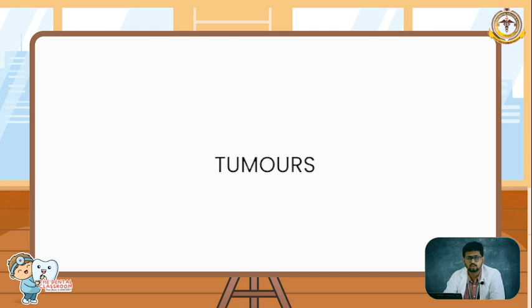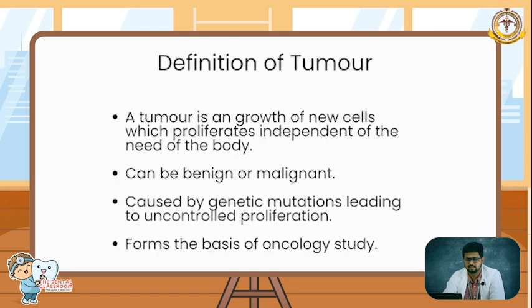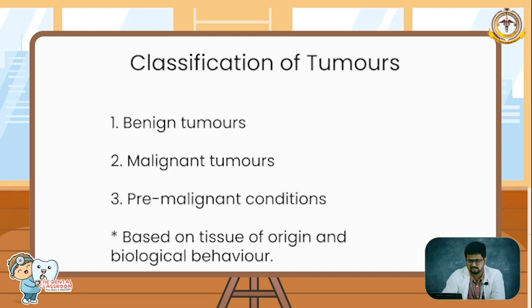Now we will talk about tumors. Tumors are a growth of new cells which proliferate independently of the need of the body. They can be benign or malignant, caused by genetic mutations which lead to uncontrolled proliferation, which forms the basis of oncological study. Classification of tumors: benign tumor, malignant tumor, and pre-malignant conditions, completely based on the tissue of origin and biological behavior.